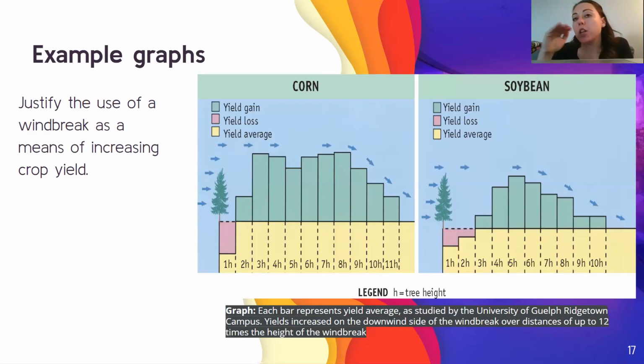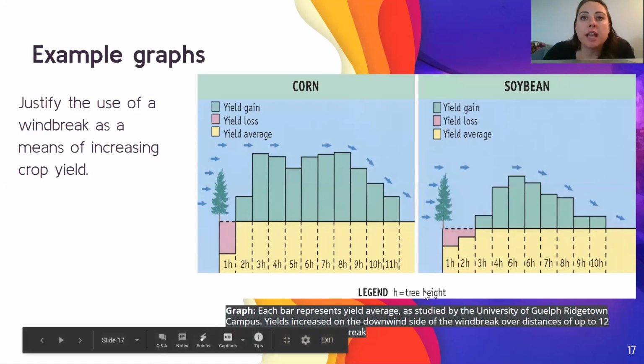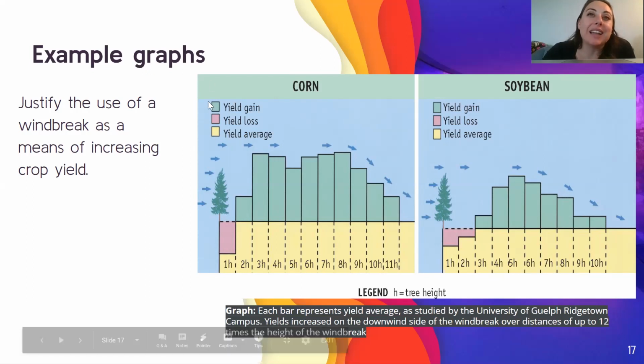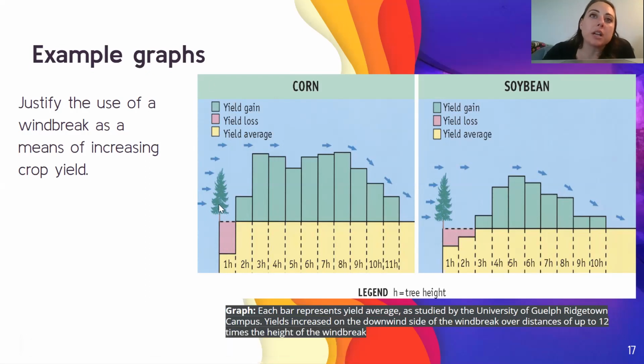Okay, so first off, I'm going to look at my x-axis. I have a little legend here. It says H equals tree height. So I have different tree heights. That doesn't really help me. Let's look at my Y. Well, I don't really have a Y-axis. I got some arrows. I got this tree, but then I do have these green blocks at the top. So I'm going to look up here, and this is gain. So this is how much more yield we gain from tree heights.